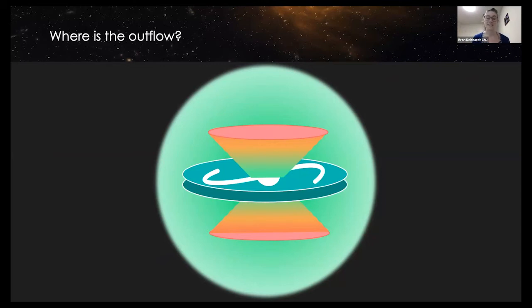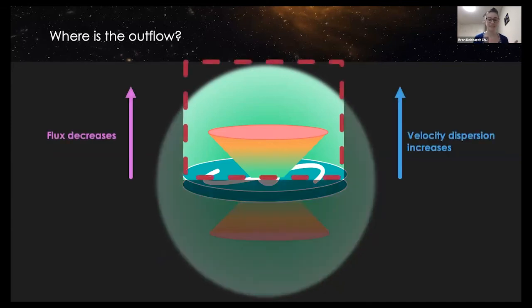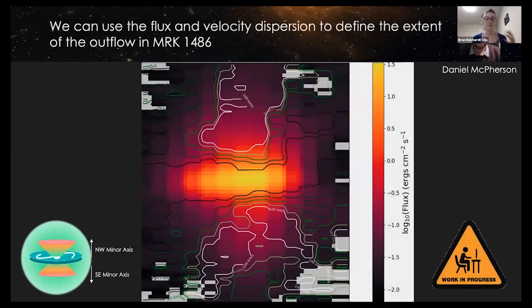One of the large uncertainties in outflow studies is the extent of the outflow. So if we focus on this side of our cartoon edge-on galaxy, we expect the flux to decrease as we move off the plane of the galaxy, and the velocity dispersion to increase as the outflow spreads out, and there's a greater range of velocities observed as we look through the side of the outflow cone. We can observe this happening in Markarian 1486. So this is a flux map of the galaxy. We can see the edge-on disk along here. And in contours over the top, the increasing velocity dispersion where the outflow cone is.